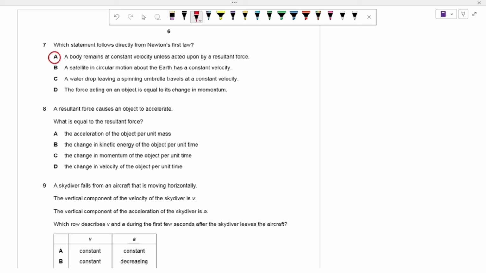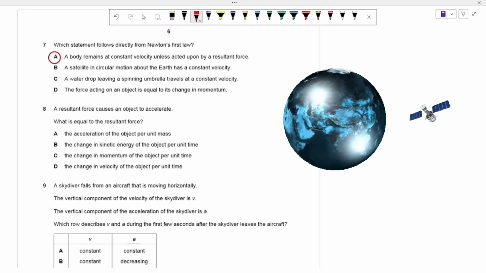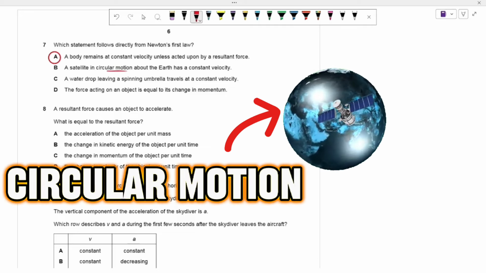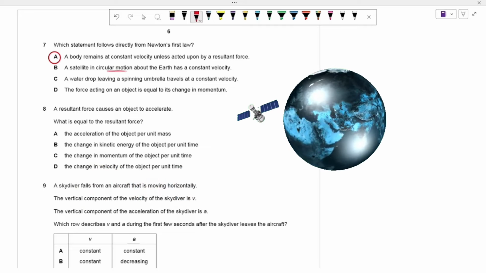Third one, if body A exerts a force on body B, then B will exert an equal but opposite force on body A. Right? The famous action and reaction pair. Okay, but if we look at B, let's just see why the others were wrong. If we look at B, a satellite in circular motion, you don't do circular motion just yet, but we're told that it has a constant velocity.